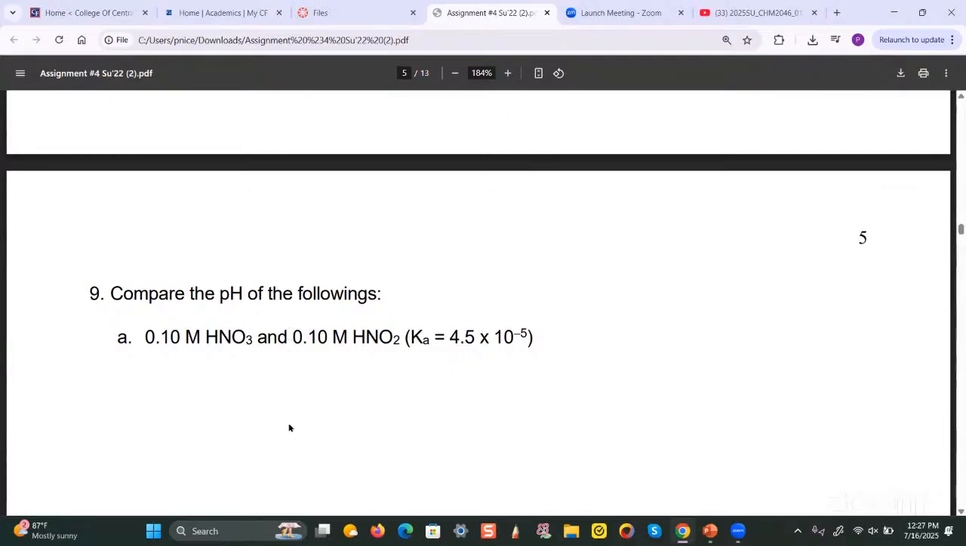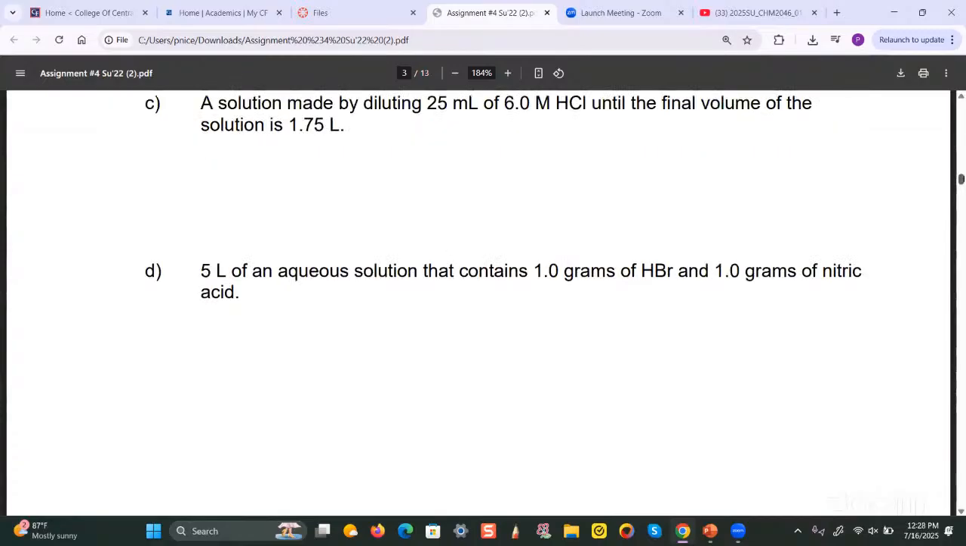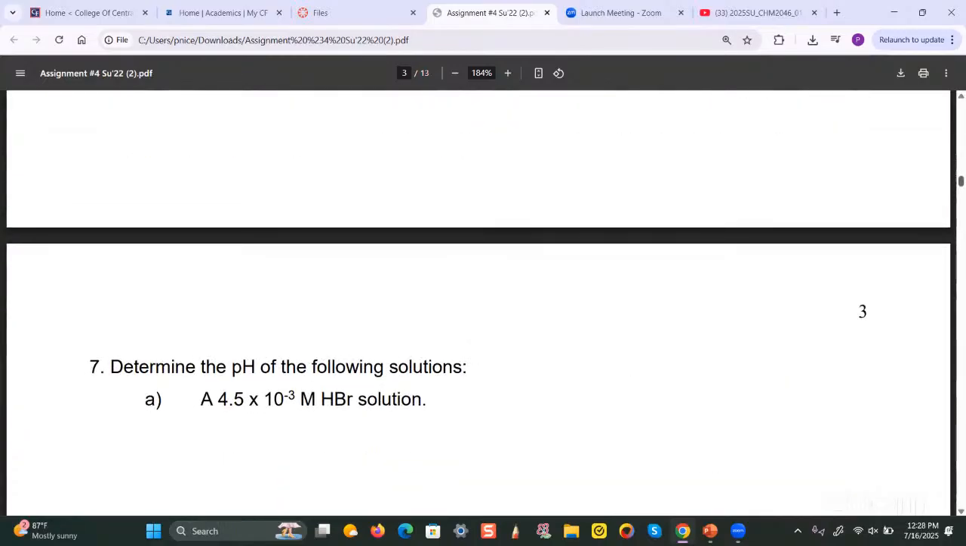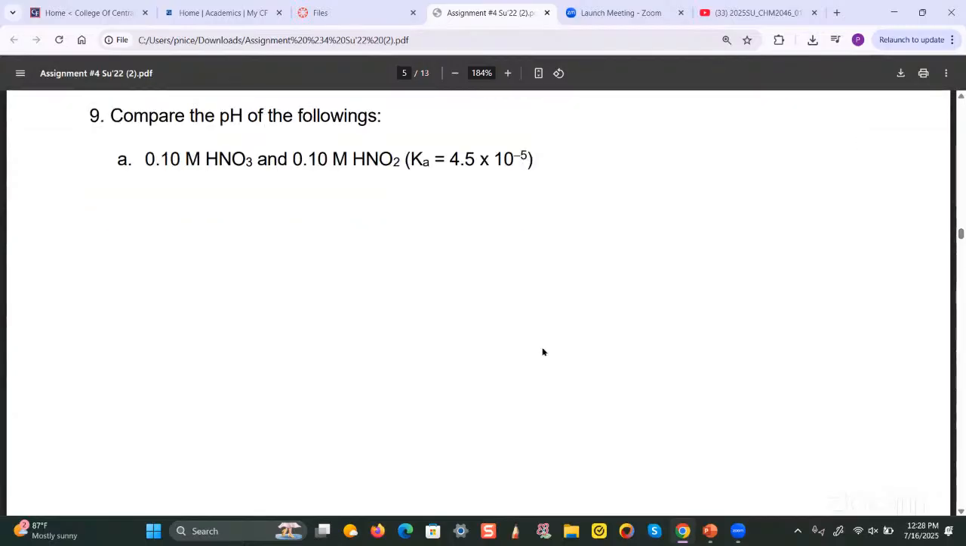Did we do 9? No. Or did I tell you guys to try 9 on your own? I chose to try. Okay. Let me scroll up here and see. All right. So, do we need to do 9 or?